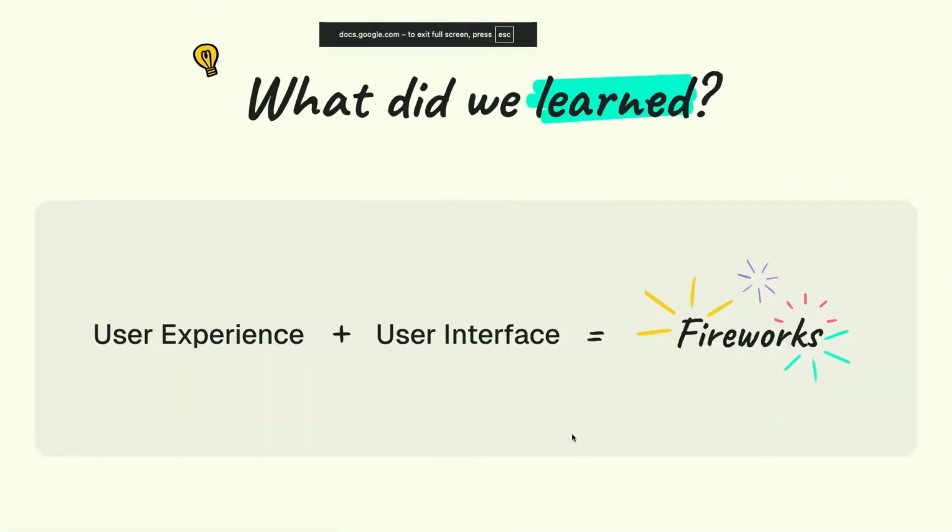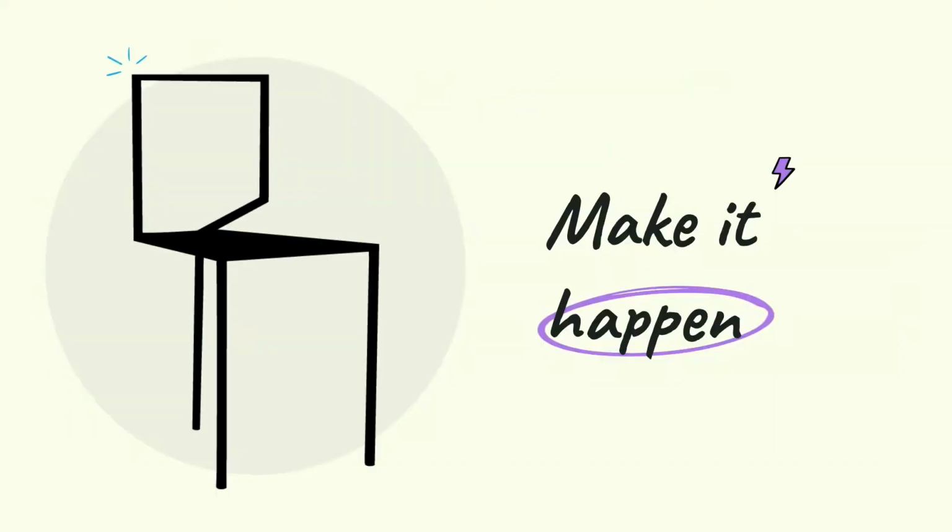So in conclusion, what did we learn today? We learned that thanks to Odoo, we can design a website that has a really well-balanced user experience and user interface. Now, make it happen. Make sure that your website is not like that chair that we saw at the beginning. Don't hesitate to try it yourself. So install the website app and try it and see what happens.